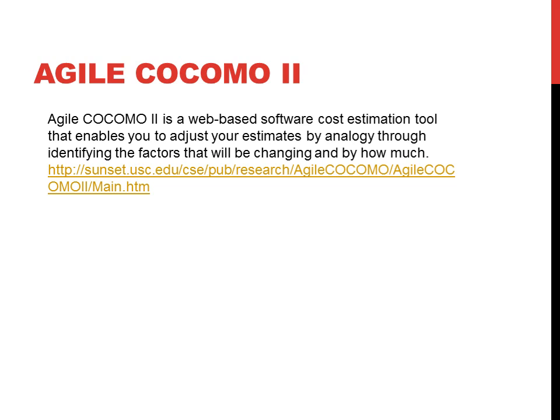And Agile COCOMO 2 is one of the other COCOMO versions, which is a web-based software cost estimation tool that enables you to adjust your estimates by analogy through identifying the factors that will be changing and by how much. I have already given the link here, so if you go to that link, you will know about it in brief. And thank you.